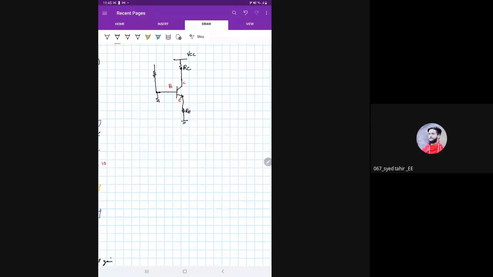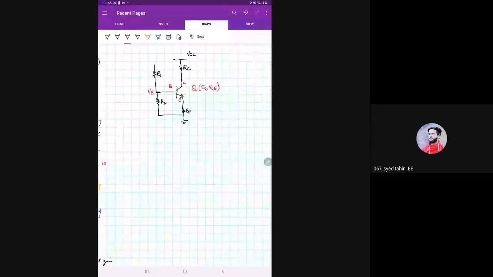Okay, voltage divider bias. So you have R1 here, R2 here. This voltage will be VB, and this voltage will fix the Q point. Its Q point will be somewhere, say for example IC comma VCE, and it will fix the amplifier's Q point. I have not gone into the analysis of Q point because I don't think we have that much time.